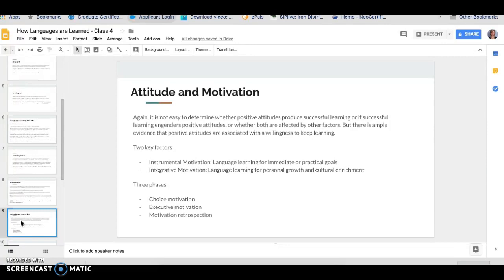So the next thing we'll talk about is attitude and motivation. Again, it is not easy to determine whether positive attitudes produce successful learning or successful learning engenders positive attitudes, or whether both are affected by other factors. But there is simple evidence that positive attitudes are associated with a willingness to keep learning. So that's the key piece here.